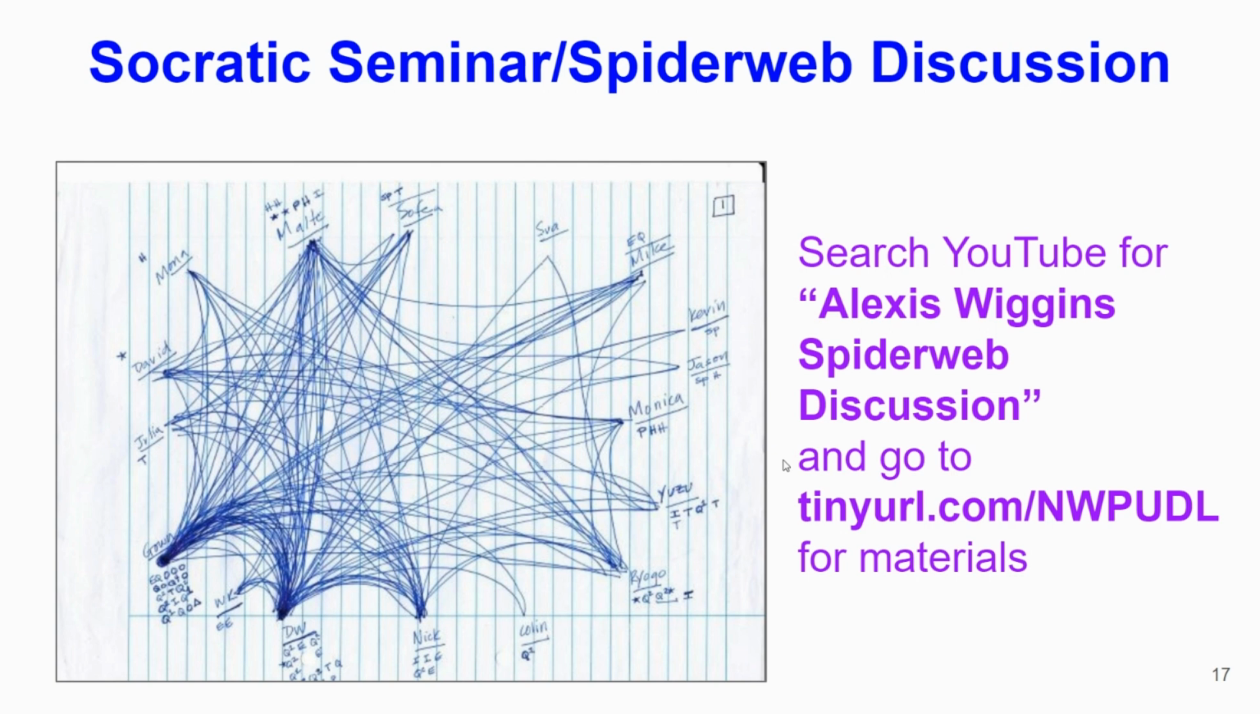She talks about spiderweb discussion, and possibly the most important thing from it is it's a way to make students' participation in class visual. And so she's got a great discussion of this online. The book is fantastic, and the materials are all available through the National Writing Project. And I put tinyurl.com/NWPUDL. You can see those things as well.